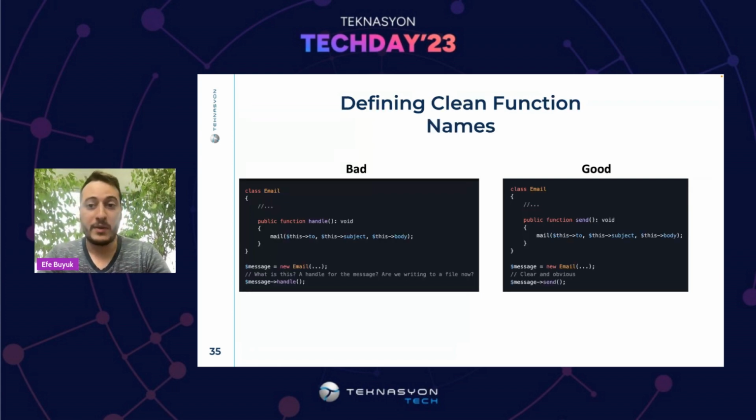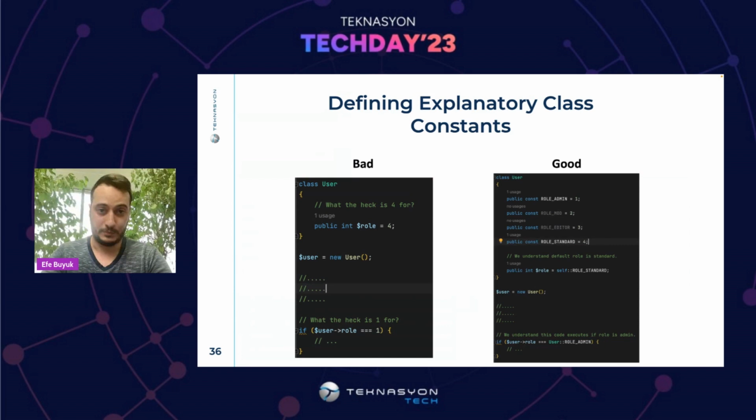And we also define clean function names to be understandable. A method named handle in an email class could confuse you, but a method named send on an email class will not confuse you. We define explanatory class constants for other developers to get the logic quickly and for consistency of the code base. Nothing is understood in the left example. For example, what is 4, what is 1? But in the right example, the flow is clear, which gives us the idea of what the code is doing.